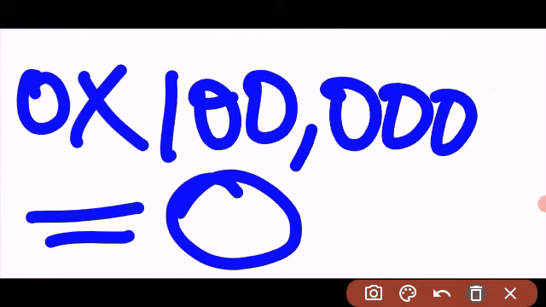So that's the first trick that you need to always remember. No matter how big the problem in mathematics is, whenever you see 0 and you have to multiply it with any number, no matter how the number looks, the answer will always be 0.